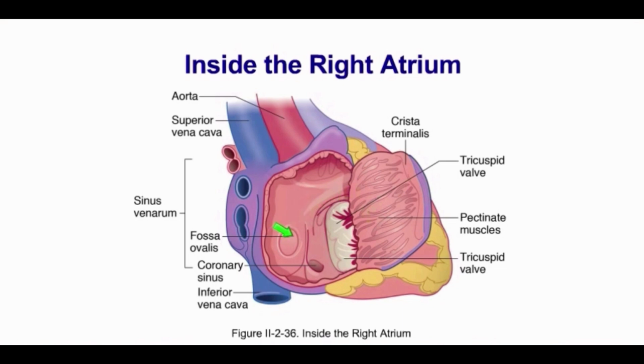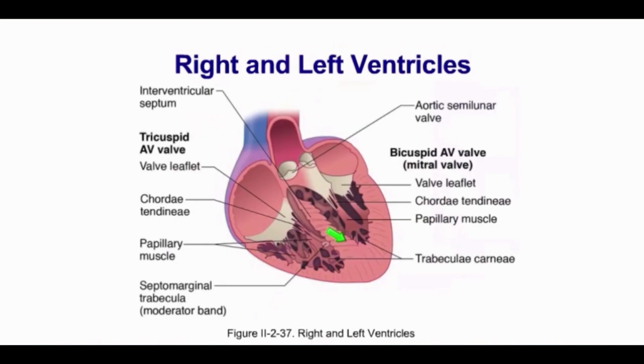All right, we've already talked about the fossa ovalis that we see on the septum, and we've mentioned the entry point of the coronary sinus, the IVC and the SVC, and here we see the tricuspid valve exiting from the right atrium. If we look into the ventricles of the heart, again we will see rough-walled parts and smooth-walled parts. Again, remember the rough-walled parts come from the primitive ventricle, the smooth-walled parts come from the bulbus cordis that gets incorporated into the ventricle.